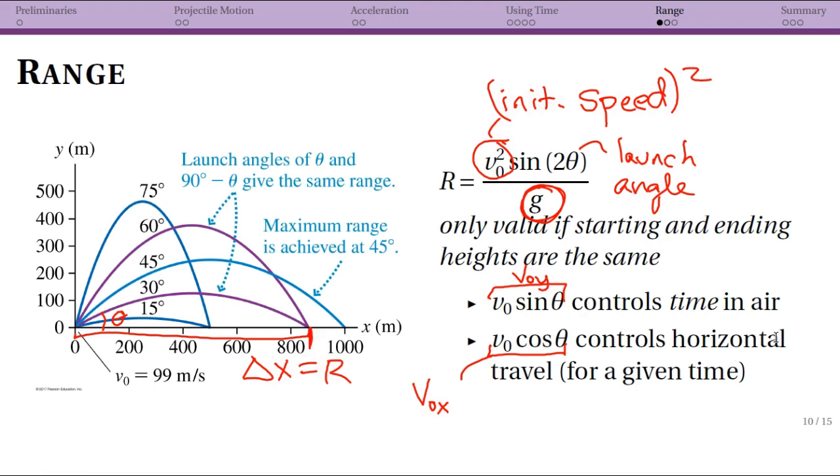For a given time. So remember that we have uniform motion in x, so it's traveling at a constant speed given by that initial component in the x direction, and so the longer it spends in the air, the farther it can travel horizontally. So the y component gives you time in air, the x component tells you how far you travel for that time. Again, it's time that really pulls these two things together.